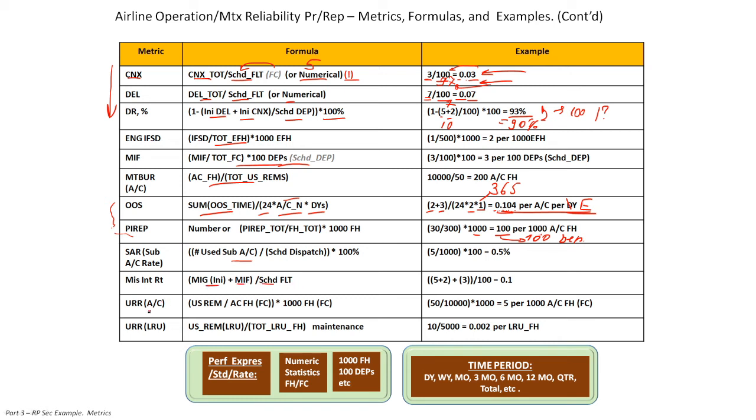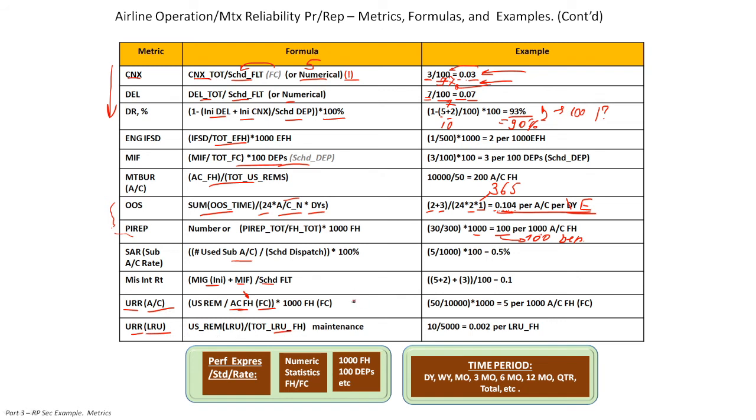Unscheduled removal rates. As you can see, we are calculating two levels. We can actually also have a system level, but again I'm going to explain what the difference is. So, aircraft level, LRU level, unscheduled removal rates. As you can see, in the denominator we have flight hours. Or, depending on what we're calculating, we can use flight cycles. But let's now stop on flight hours. So in both cases, the denominator is flight hours, at aircraft level and at LRU level.